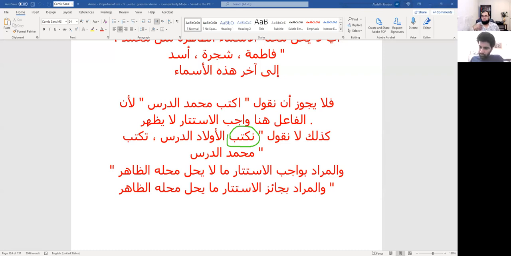Nahnu. So the mutakallim, the speaker, and the addressee, those are the pronouns you have to hide when they are fa'il or na'ib fa'il. How do we know? This sheikh is giving you a way to know. When the speaker pronouns and the addressee pronouns are fa'il or na'ib fa'il, you have to hide them. Otherwise, it's permissible to hide them in Arabic. So you cannot say naktubu al-awladu al-darsa, because you're talking about yourself. You cannot say taktubu Muhammad al-darsa, because you're talking about an addressee; even if his name is Muhammad, it doesn't work.